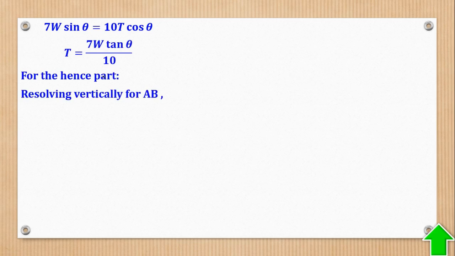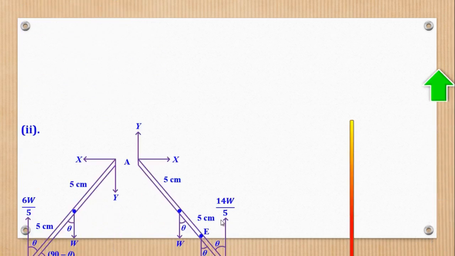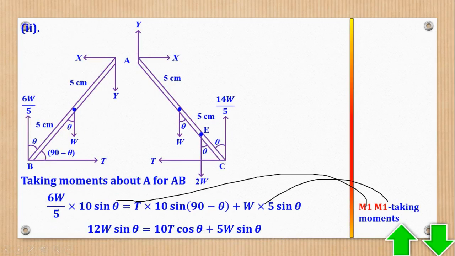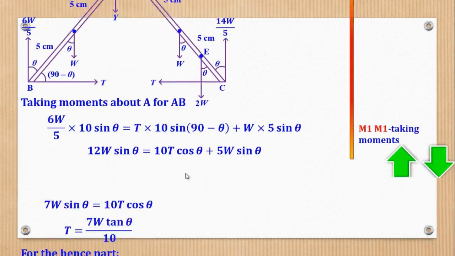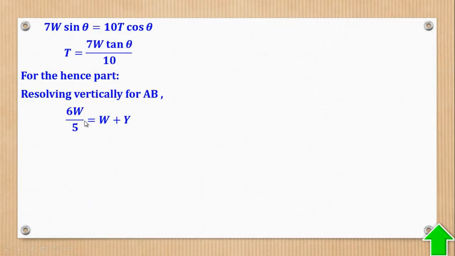Now we shall go to the hence part. Hence part, we have to resolve vertically and horizontally. So vertically for rod AB, I'll come up with that. So when you go back, we shall see where that one is coming from. So for rod AB, vertically means upward forces are equal to downward forces. So upward is only this, and downward there is this and also this. So these two are equal to this. That is where this statement is coming from. Therefore, capital Y will be equal to W over 5.